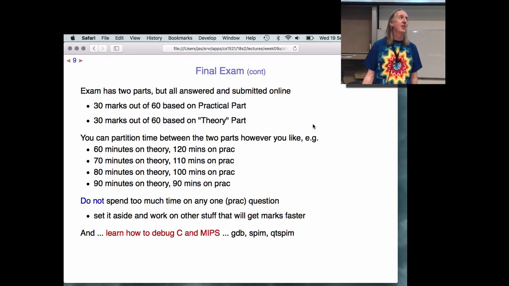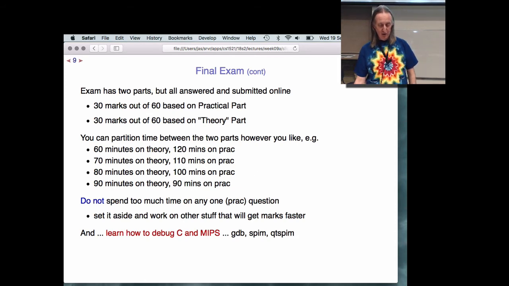You can partition time however you like, but I'd suggest that you allow at least 60 minutes for the theory stuff. Basically that means 120 minutes on the prac. Of course, if you're really fast programming, you might be able to do it that way. If you're in the morning session, there's no point finishing fast because you're stuck. You're not allowed to leave early. If you're in the afternoon session, yeah, sure. So if you think you're going to blitz this exam and finish in an hour, then you might want to request an afternoon slot.